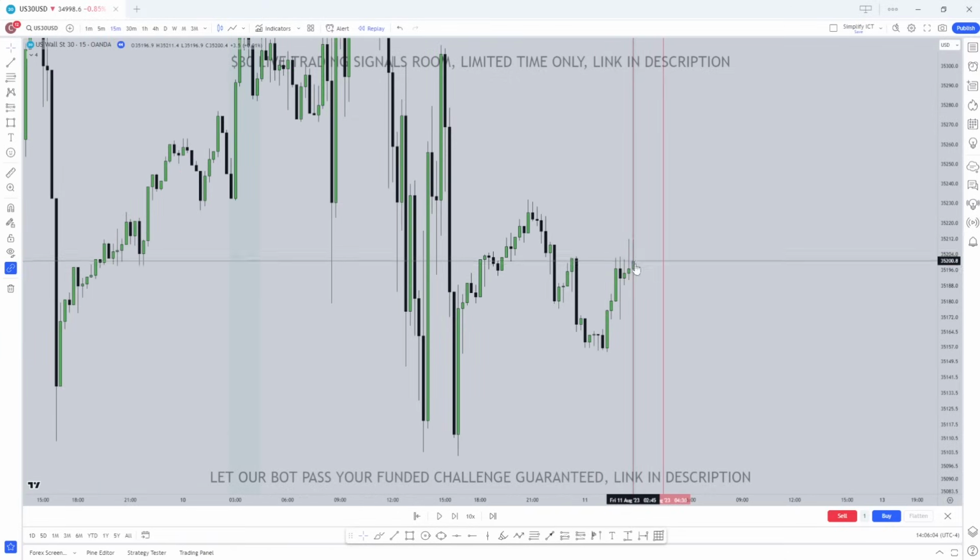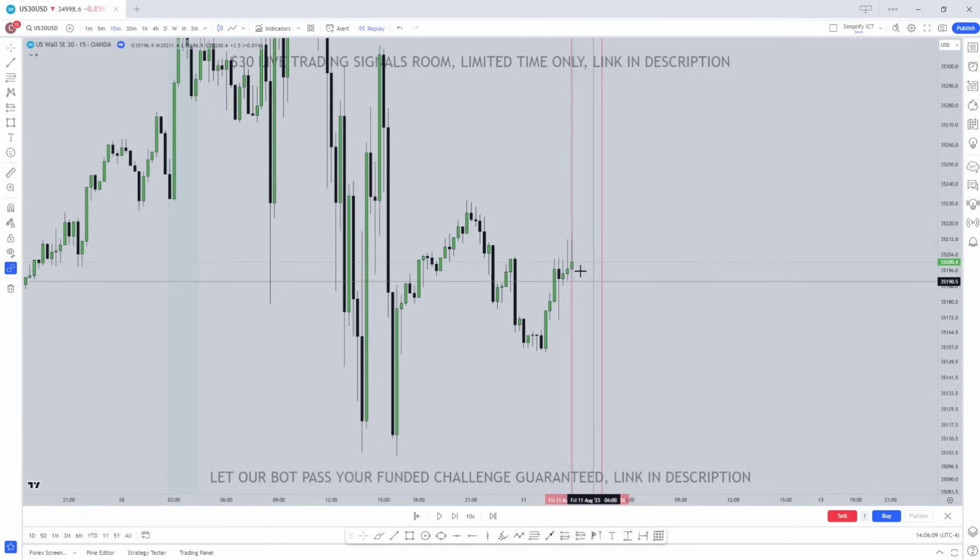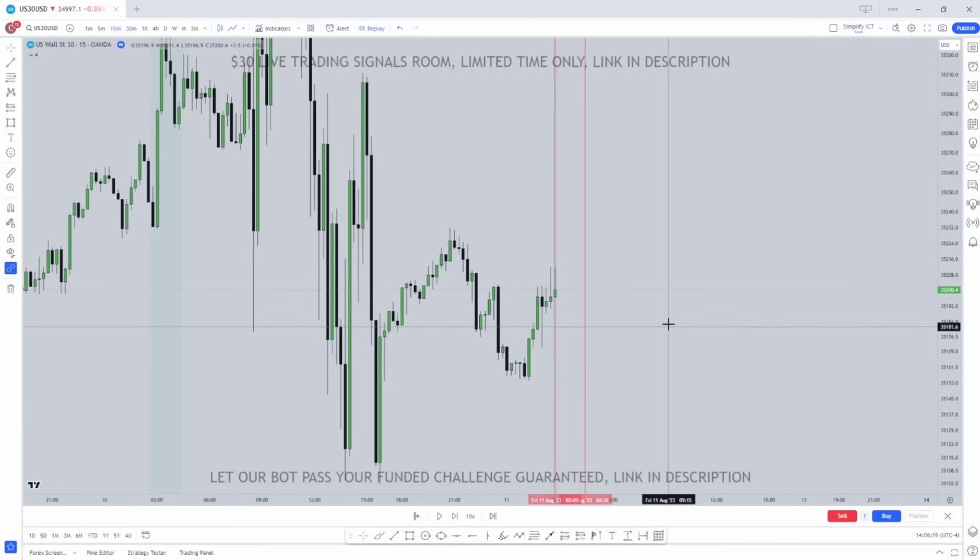So as you can see, I've delineated the time window and we're on the 15-minute time frame right here, and we're on US 30, right? So on the 15-minute time frame, what are we waiting for? We're waiting for the accumulation phase to be swept, right? We're waiting for that manipulation phase.